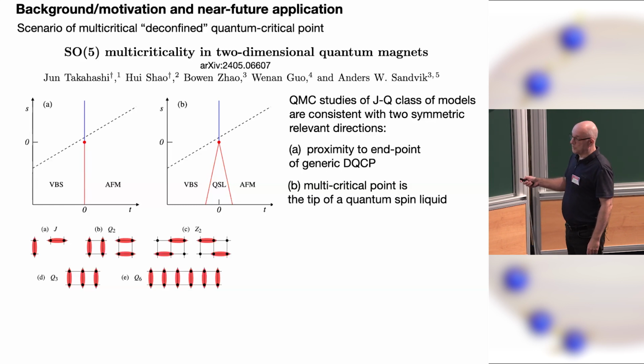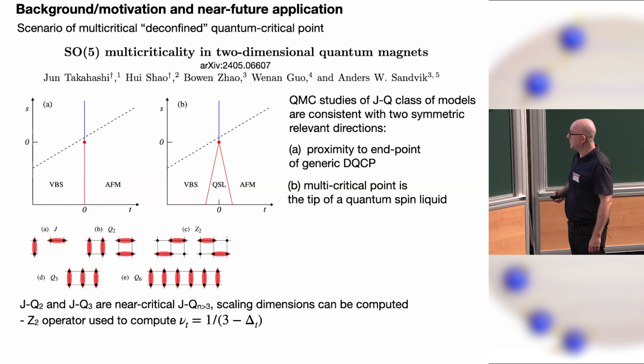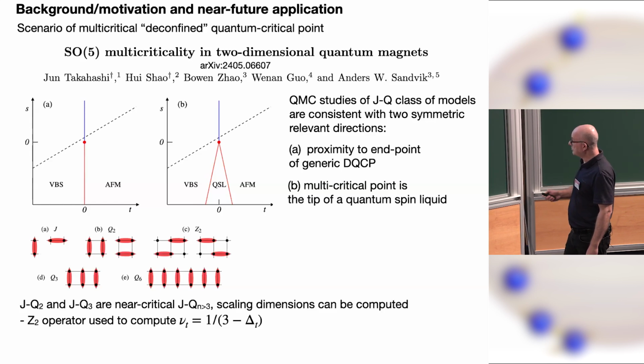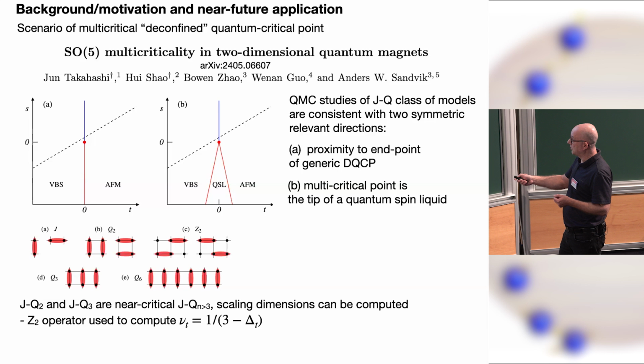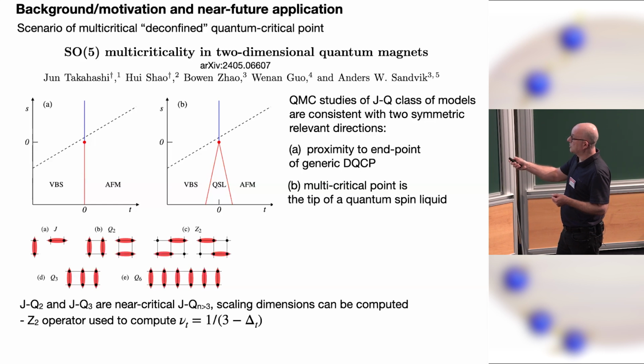And we go all the way up to Q6. We also introduce some Z operator, which I will mention in a moment why. It turns out that if we combine these two models, then we have J and Q2 as our parameters. So we change, for example, the ratio of those two. That's what corresponds to going along this line here.